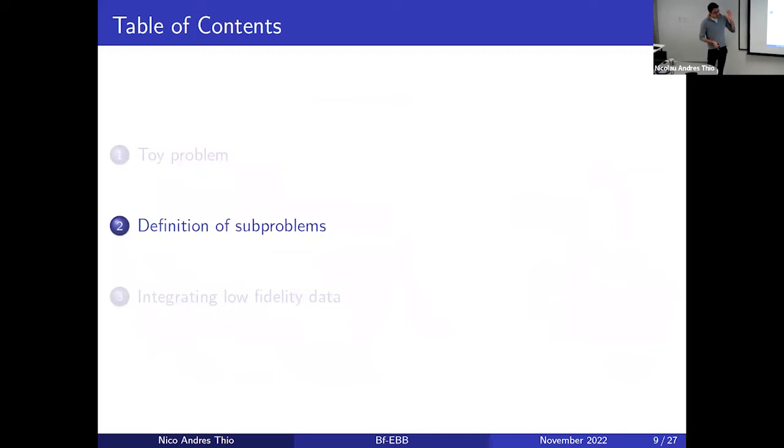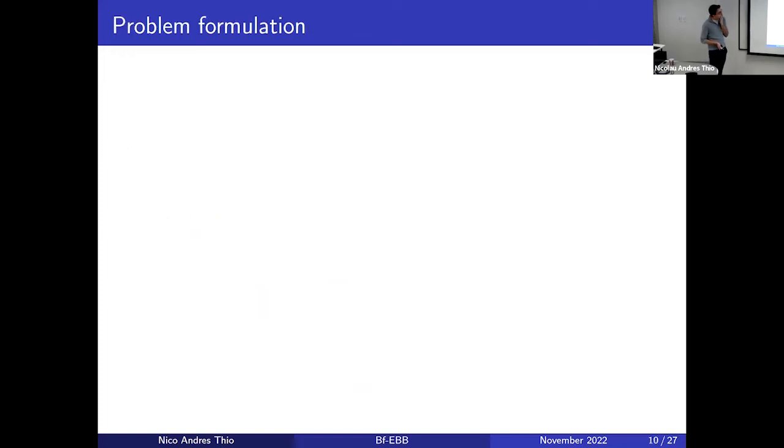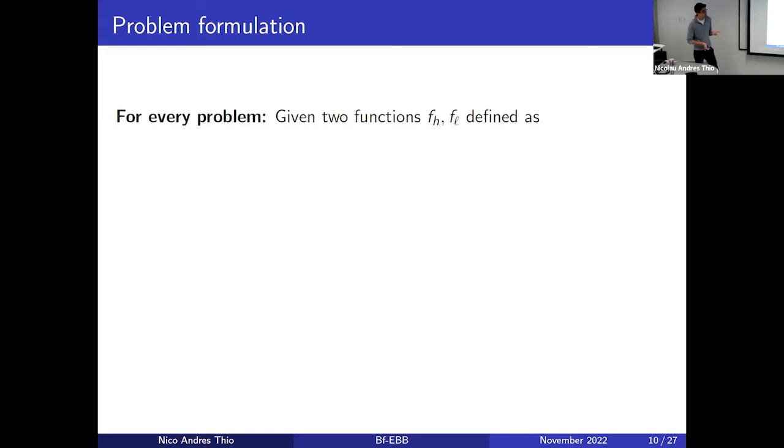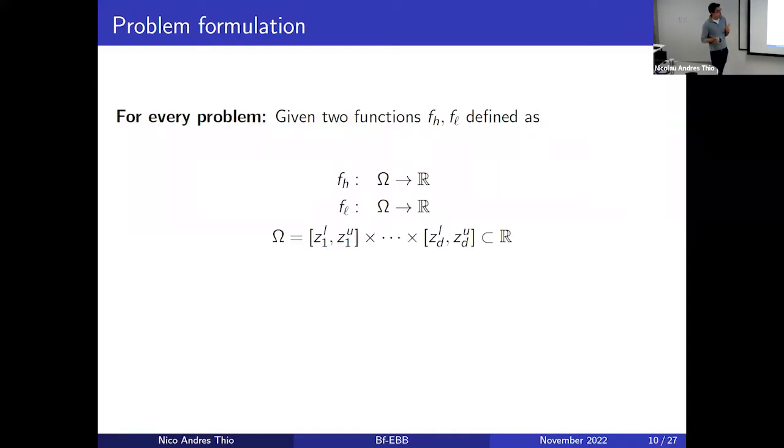So I believe there are three different sub-problems you can define and try to focus on to get different insights on this field. The thing that is common to all of these is that I have two sources, like I said, my high fidelity and low fidelity sources. They are defined from some domain to the reals, right? They both have the same domain. And this is what I believe is slightly different from what you guys do here. So I'm assuming this domain is a hypercube.